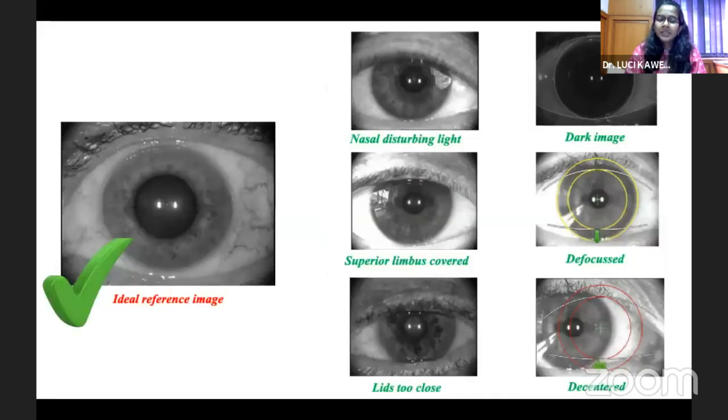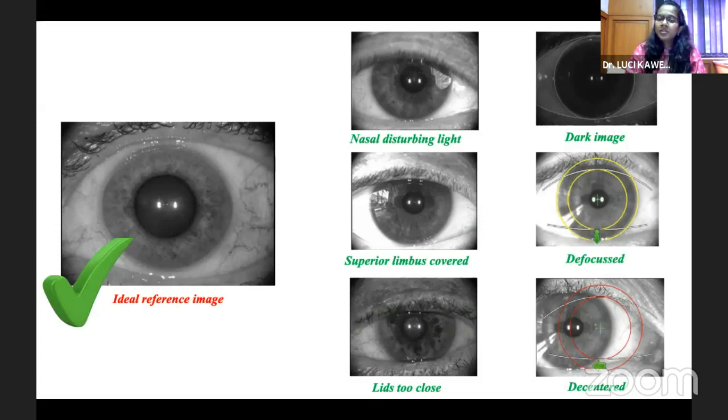So once the image is captured on the IOL Master 700, we need to make sure that we get a good reference image. A good reference image includes that both the limbus superior as well as inferior is very well exposed. The details of the iris and blood vessels are clearly seen, and the image is well centered.